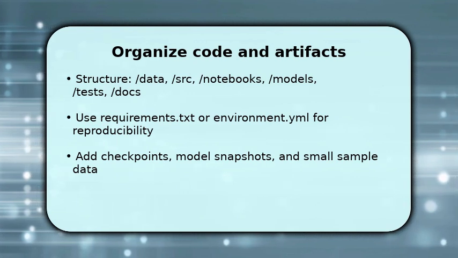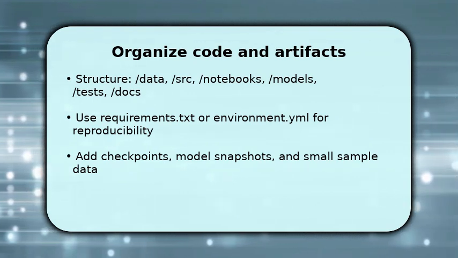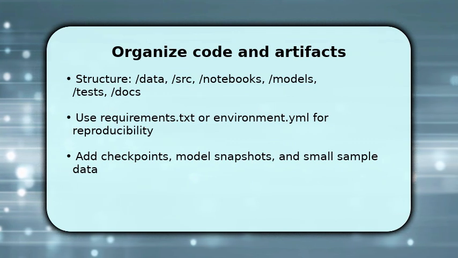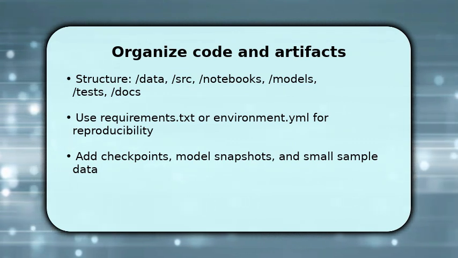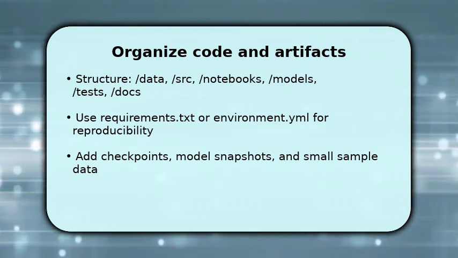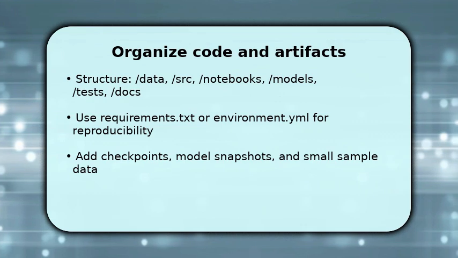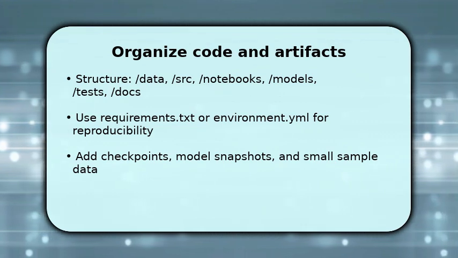Make sure to version model weights outside Git or use Git Large File Storage. Also add tests and small sample data so continuous integration can validate code changes automatically when contributors push updates.